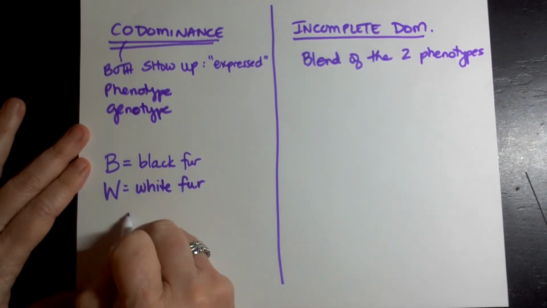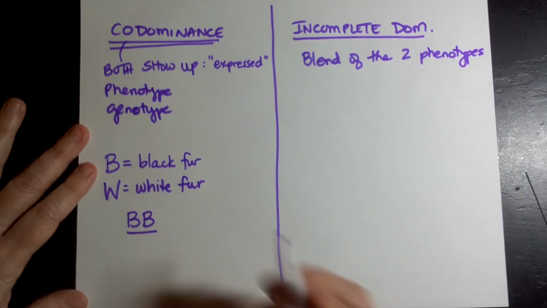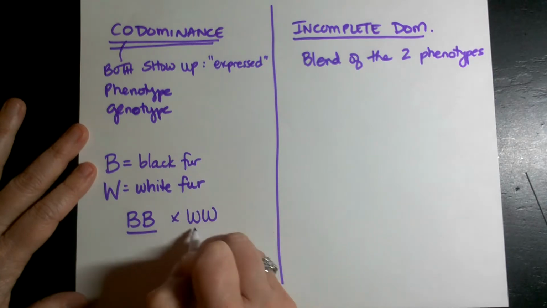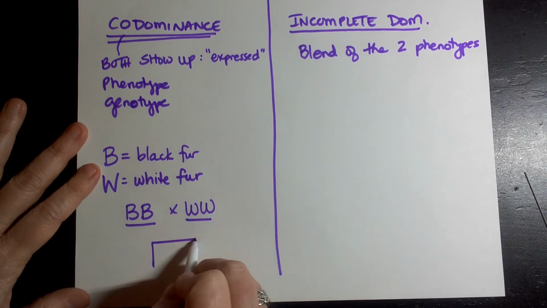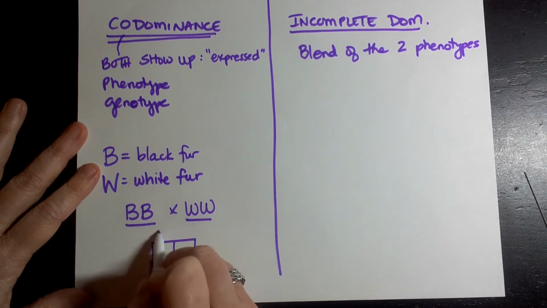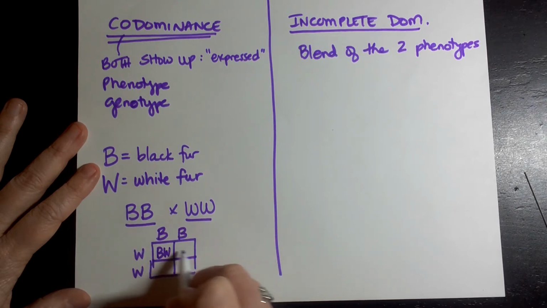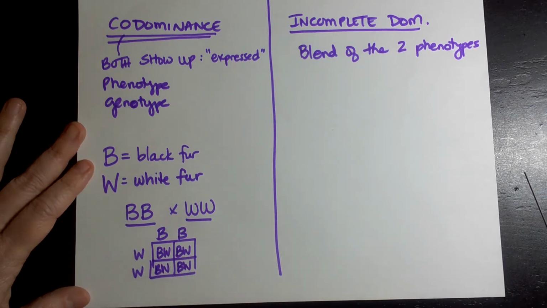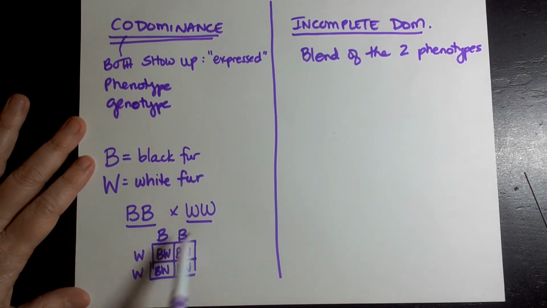And I'm going to cross a black furred animal, so both of its alleles are going to be black, with a white furred animal. Okay. And in a codominant situation, you would do the Punnett square. It should be pretty obvious to you that this animal will get a black allele and a white allele from each parent. So in this situation, if black was dominant to white, all the offspring would be black. Or if white was dominant to black, all the offspring would be white.